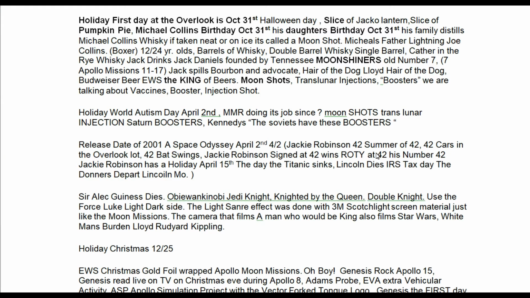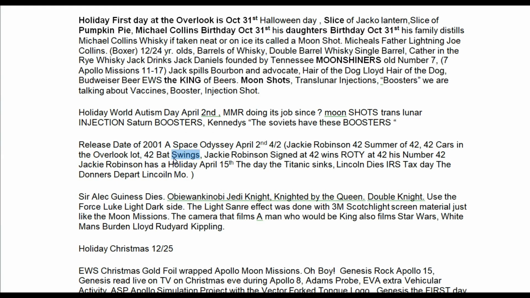But you've got Jackie Robinson, number 42. He was signed at 42. He wins Rookie of the Year at 42. So he's a triplet, 42. You've got the Summer of '42 movie. We see it at 24 minutes in The Shining. Exactly at 24 minutes we see the movie. There are 42 cars in the Overlook parking lot, and that does not include the Snowcat or Snow Track because it's not a car. There are 42 bat swings when he swings, and Jack keeps telling her, stop swinging the bat. So these are the swinger category.